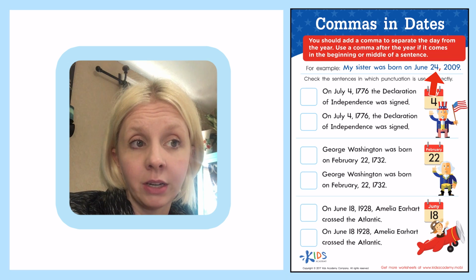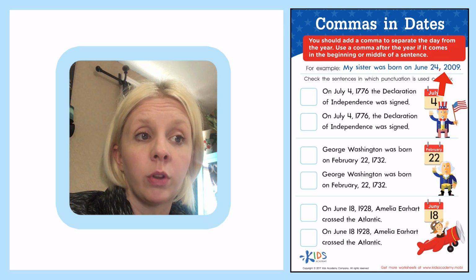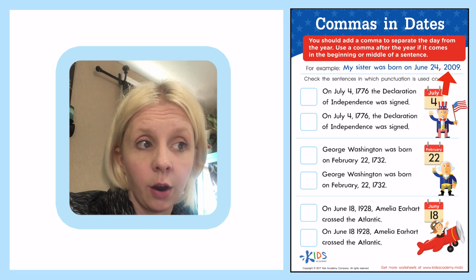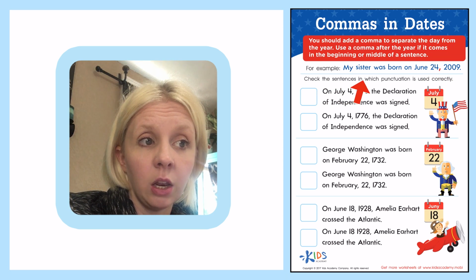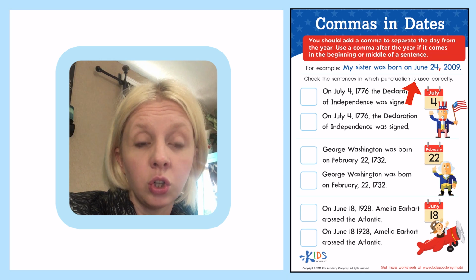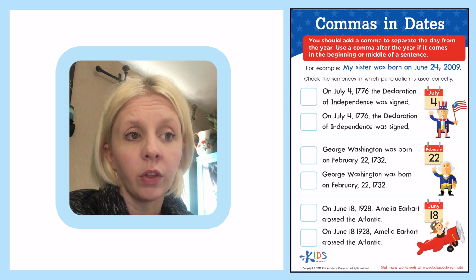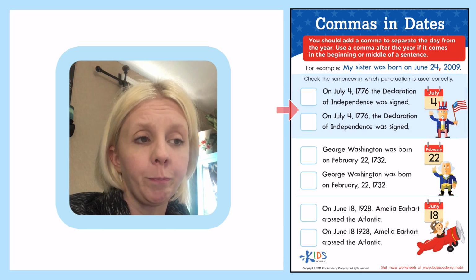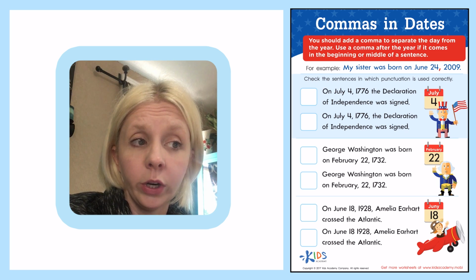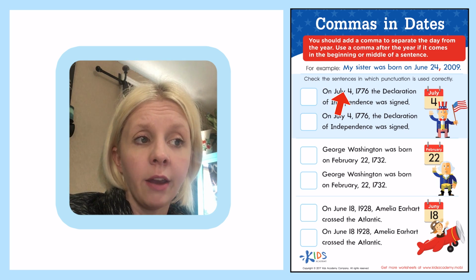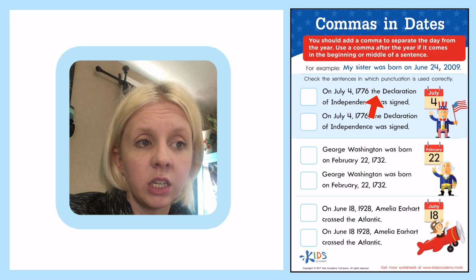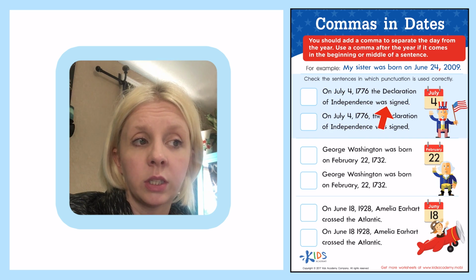So that separates the day from the year, or the number. So we know that this is the day and this is the year. Check the sentence in which punctuation is used correctly. So we're going to look at these two sentences right here, and we're going to decide which one was written out correctly. This says, on July 4th, comma, 1776, the Declaration of Independence was signed.